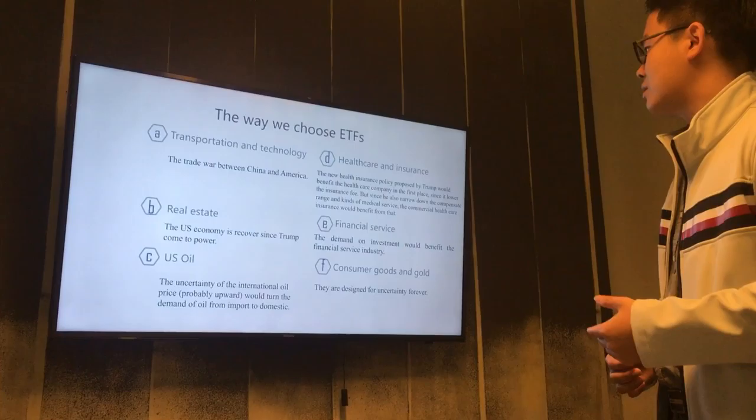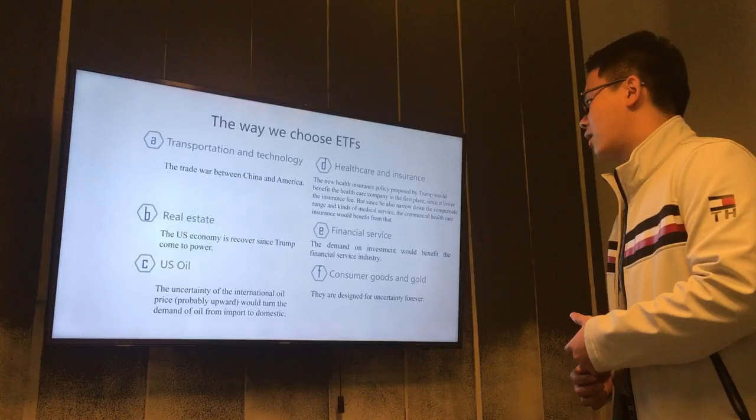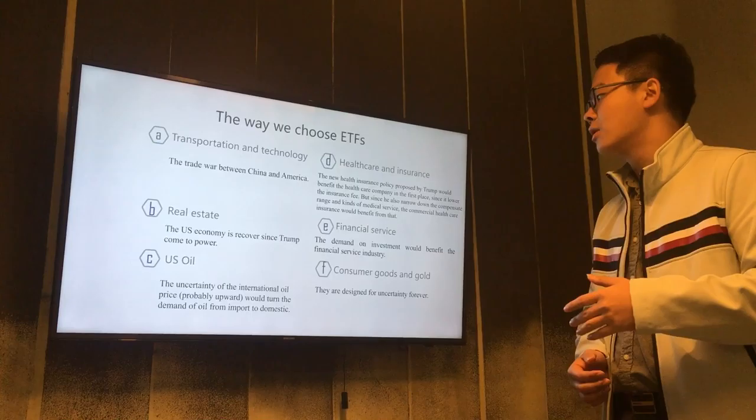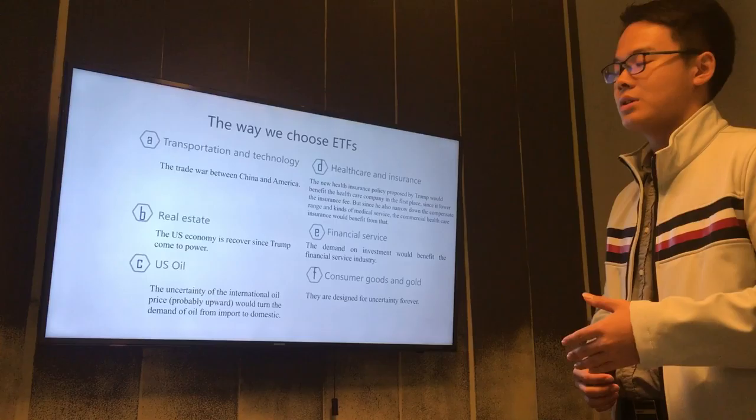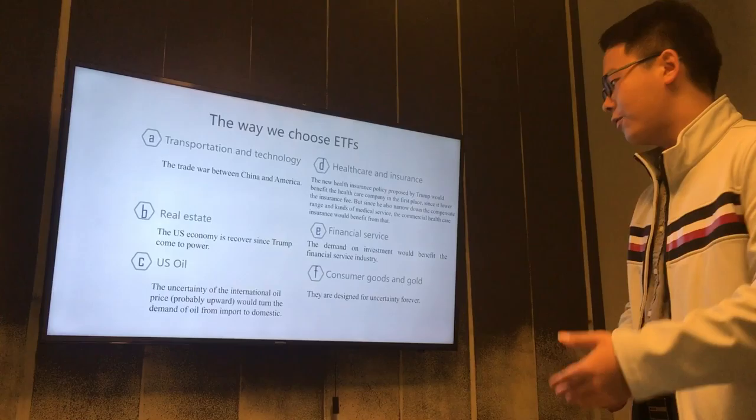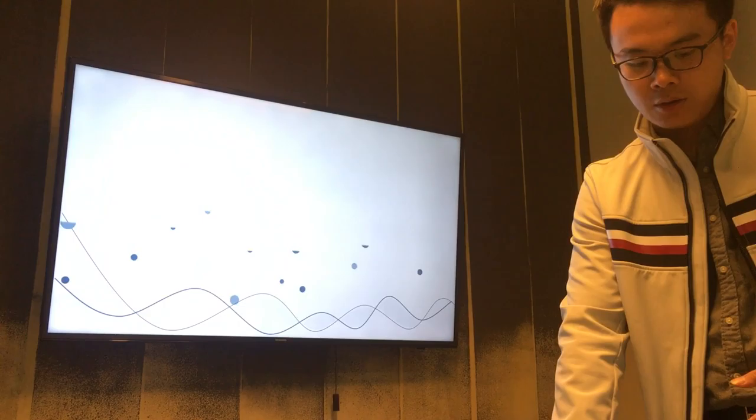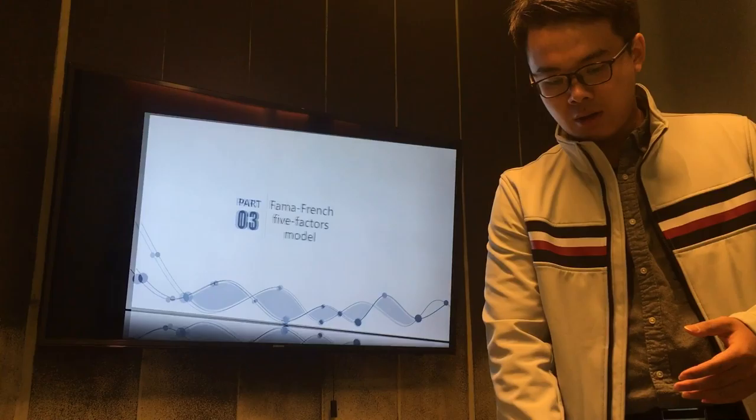We also considered healthcare and insurance ETFs because the new health insurance policy proposed by Trump would benefit those two industries. We also chose a financial service ETF because of the fiscal expansion of the US government, and the demand for investment would benefit the financial service industries. And last, we chose consumer goods and gold ETFs because they are designed for uncertainty forever.